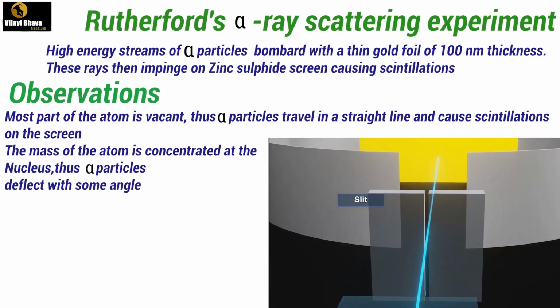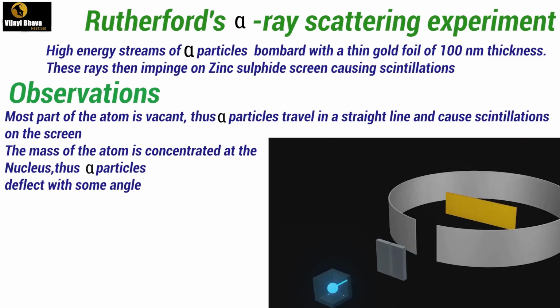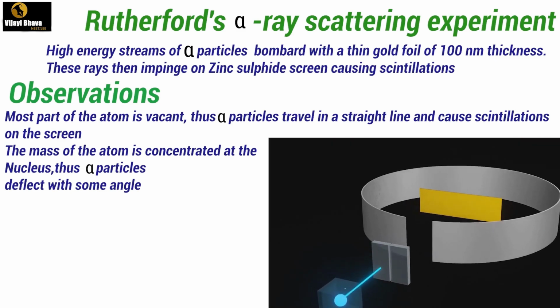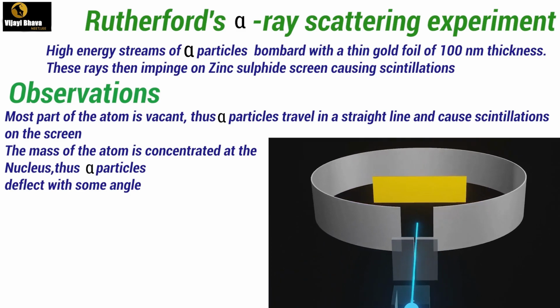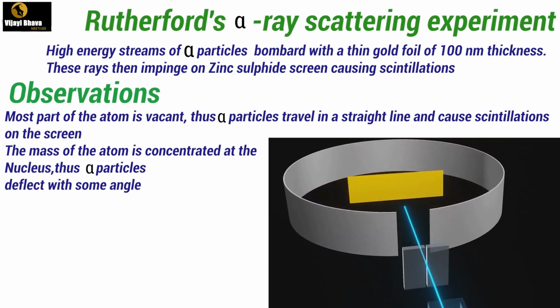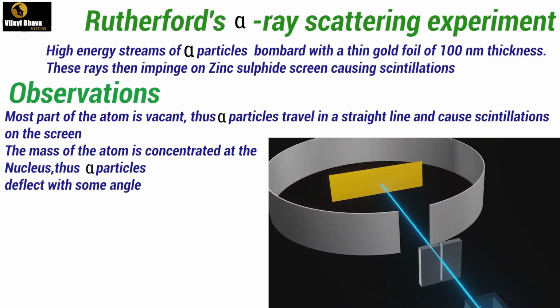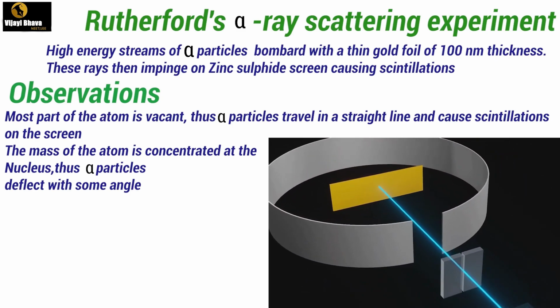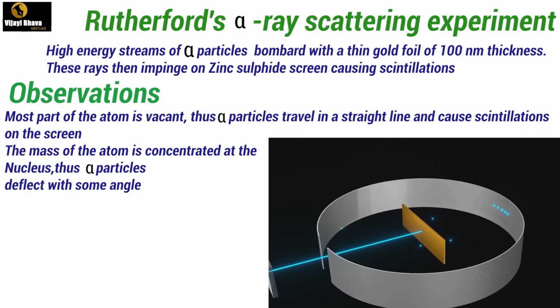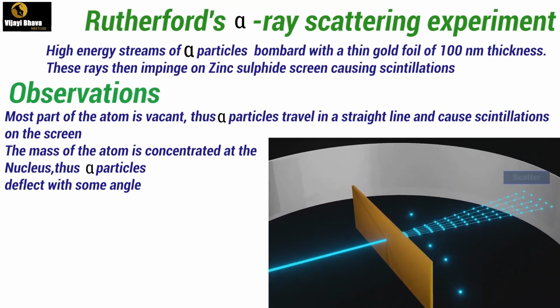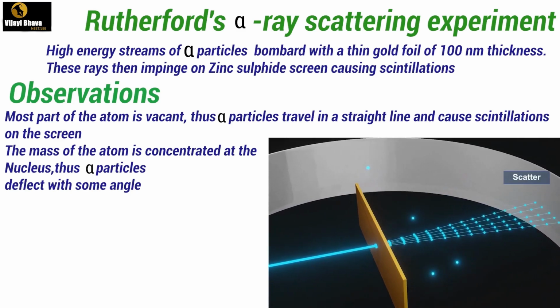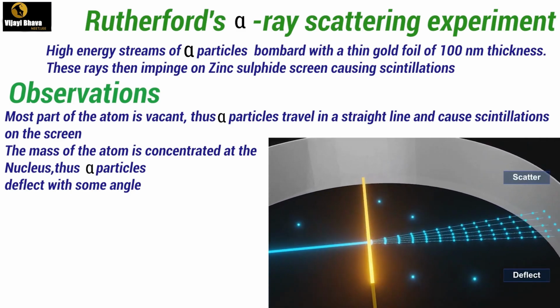From the experiment, the following were the observations. The first one: most of the atom is vacant, thus alpha particles travel in a straight line and cause scintillations on the screen. The next observation is that the mass of the entire atom is concentrated at the center, the nucleus. Thus, when these alpha particles come closer to the nucleus, they are deflected at some angle.